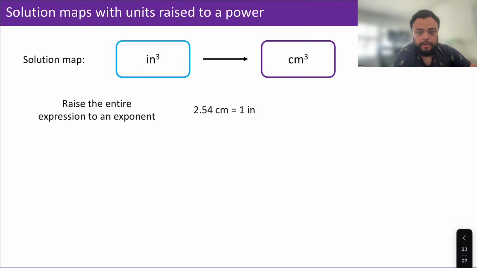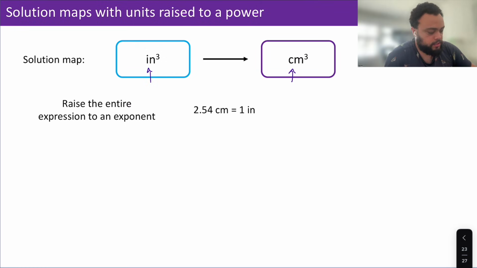Okay. So, what if you get solution maps with raised powers? Like, what if we need to convert from cubic inches to cubic centimeters? There's a couple ways you can do this, but this is one of them. So, 1 inch is equal to 2.54 centimeters.